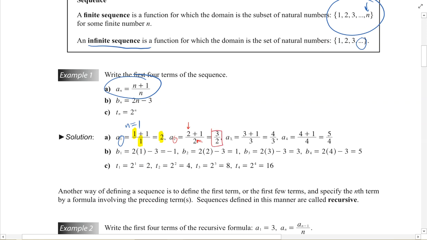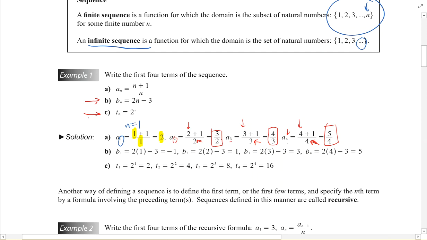For the third term, n equals 3, so now n is replaced with the number 3. We do our BEDMAS, and we find the third term is 4 over 3. Then for the fourth term in our sequence, n equals 4, so replace n with the number 4, and we get 5 over 4, the fourth term of the sequence. You can see that this example also goes for sequence B and sequence C.